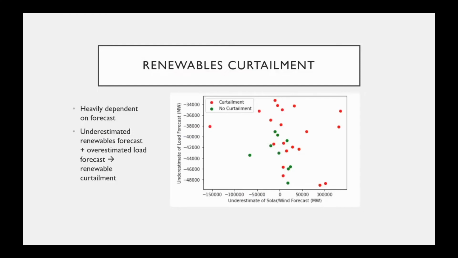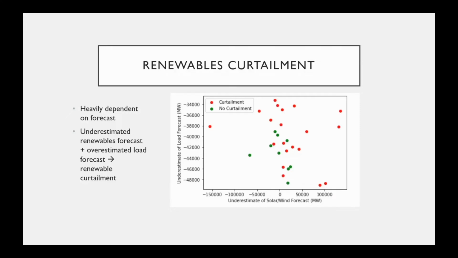So I looked at what was causing the renewables curtailment in my grid. And what I found is that it was heavily dependent on the forecast, when there was an underestimate of the solar and wind forecast, but also an overestimate of the load. So this means that in the real-time data, more solar came onto the grid than we expected, but equal to or less than the load came onto the grid. If there were more load than we had expected, this could be used to satisfy this extra solar.